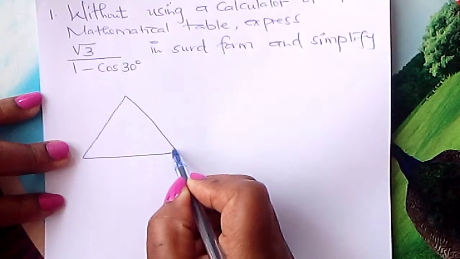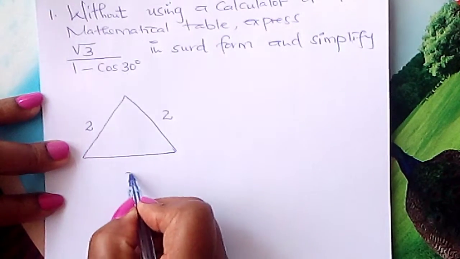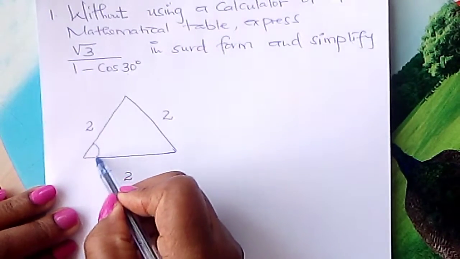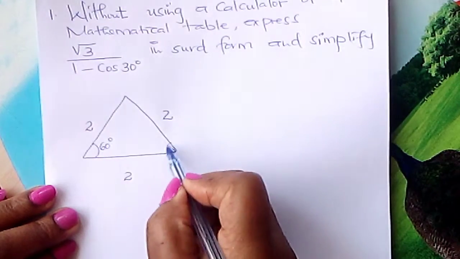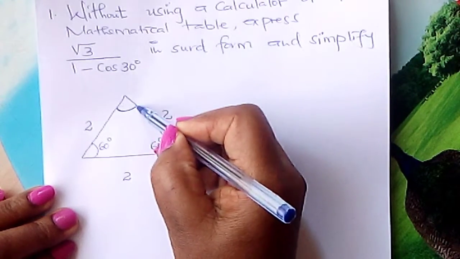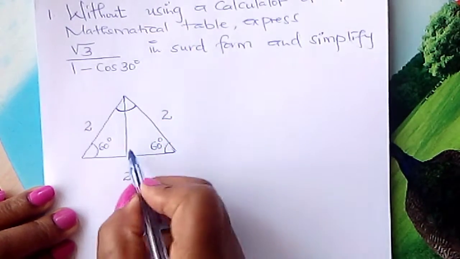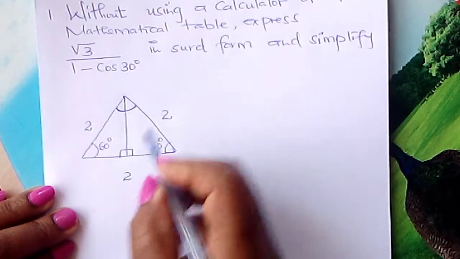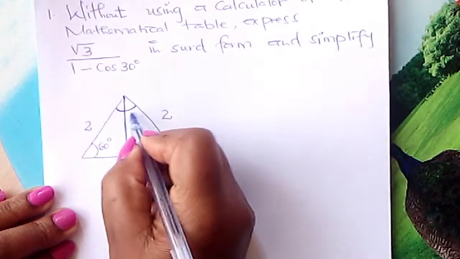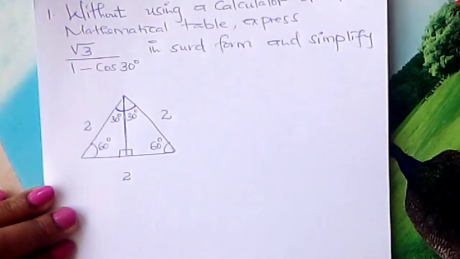Let me just sketch an equilateral triangle of side 2 units, 2 units, 2 units. Then in an equilateral triangle, learner, each angle is 60 degrees. We have 60 degrees there, 60 degrees there, and this one is also 60 degrees. But we normally draw a perpendicular height to the base, and this perpendicular divides the angle into 2 equal parts. So this will be 30 and this will be 30 degrees, learner.